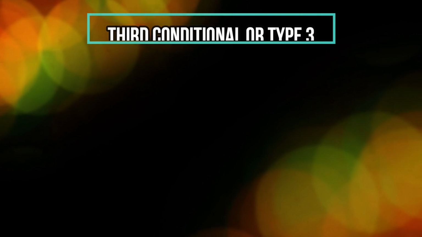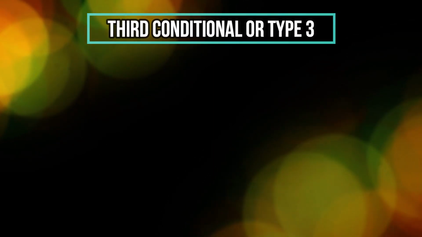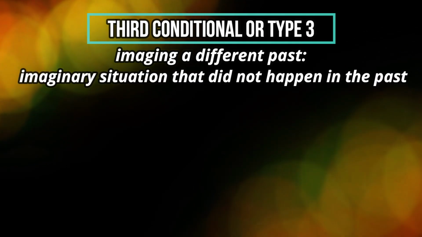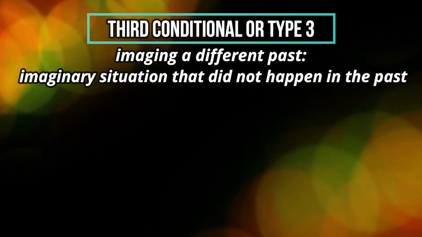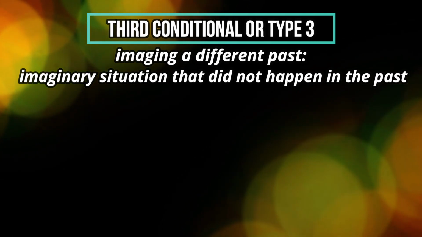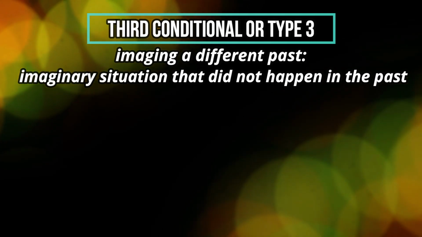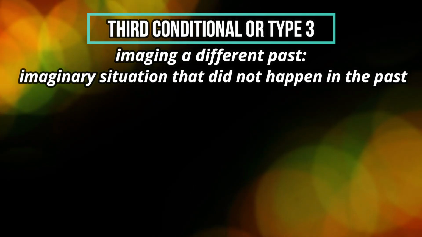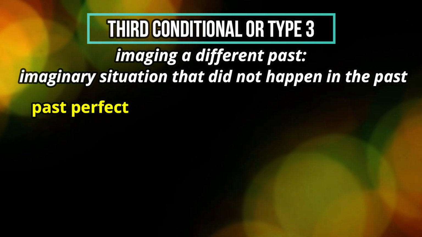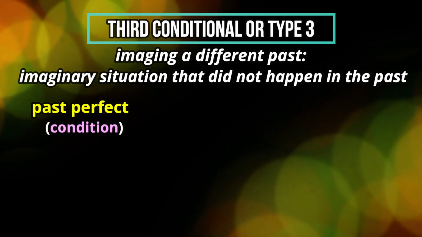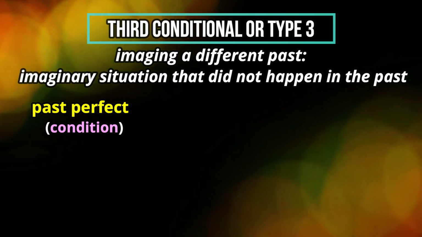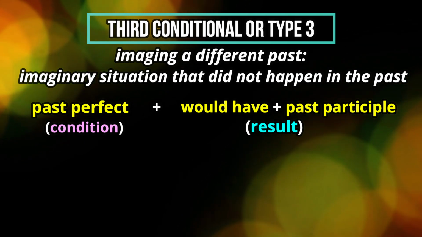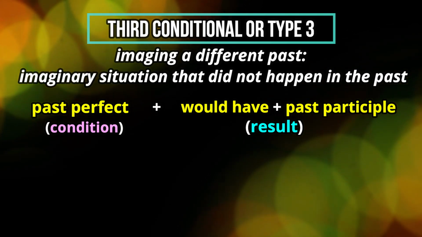The third conditional is used when, let's say, a person is imagining a different past. So it's an imaginary situation that did not happen in the past. I know it's confusing, but I think the examples will help me to explain it to you. All right, and this conditional is constructed with the past perfect first in the if clause, and then in your main clause, your result, it's would have plus the past participle of the verb.